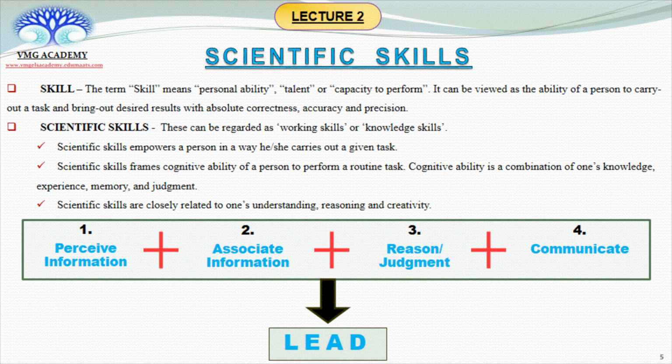Now, in order to understand what a cognitive ability is, a diagram has been illustrated. The cognitive ability is a combination of one's knowledge, experience, memory, and judgment. The ability of a person to perceive information is framed by the knowledge possessed by an individual. Second, the ability of a person to associate a logic or associate information presented in the subject is framed by the memory and experience of the individual.